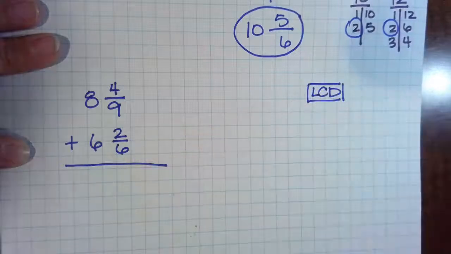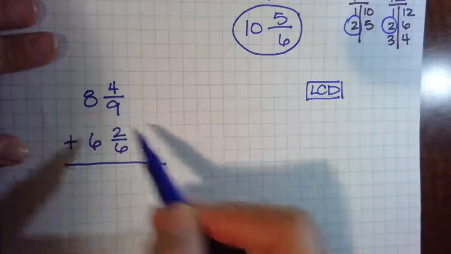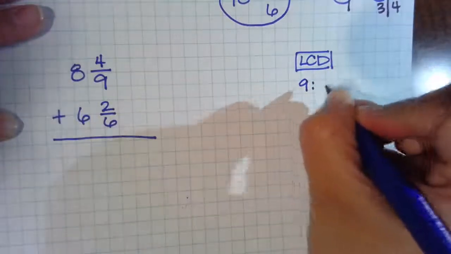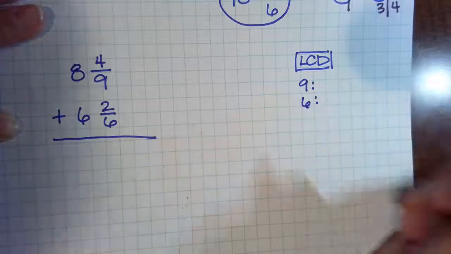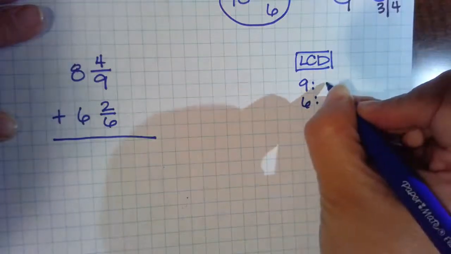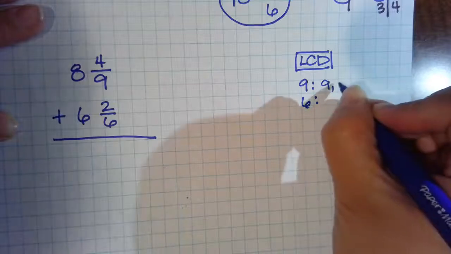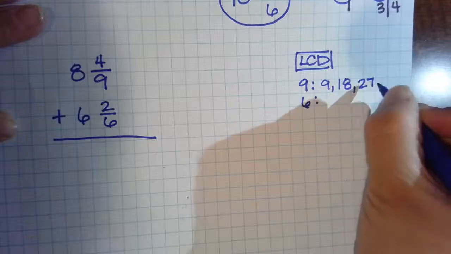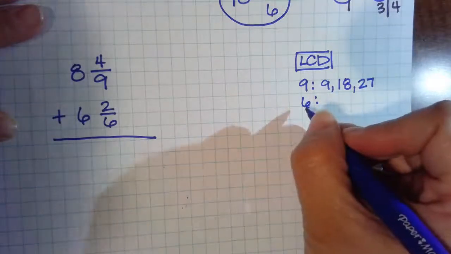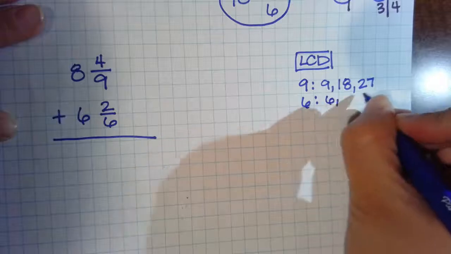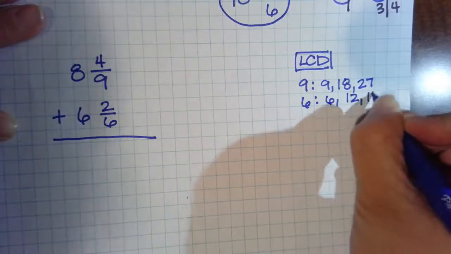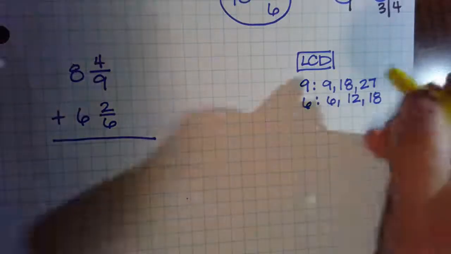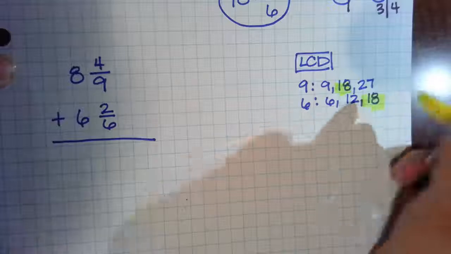Least common denominator. We take our 9, and we take our 6 and find the least common denominator. So multiples of 9. 9 times 1 is 9. 9 times 2 is 18. 9 times 3 is 27. And I'll stop there. For the 6, 6 times 1 is 6. 6 times 2 is 12. 6 times 3 is 18. And there we have it, right there. Our least common denominator is the 18.